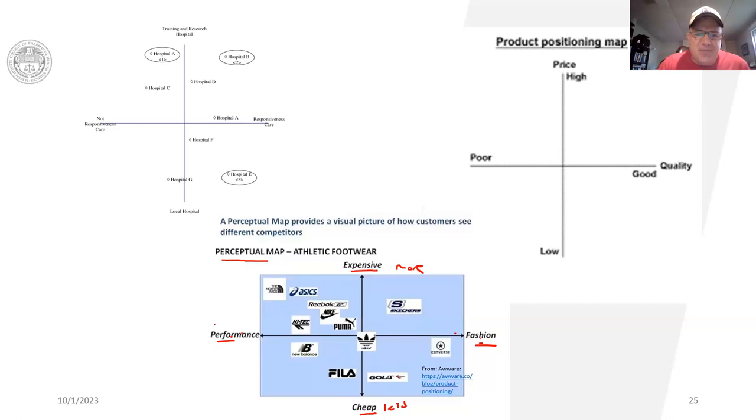More for functionality here, or less for functionality and more for appearance. But here we give the basic product positioning map: price, is it high or is it low? The quality, is it good or is it poor? So how do we compare?